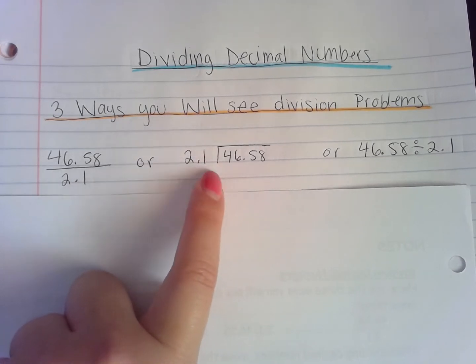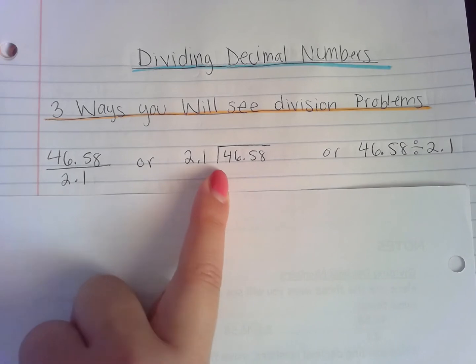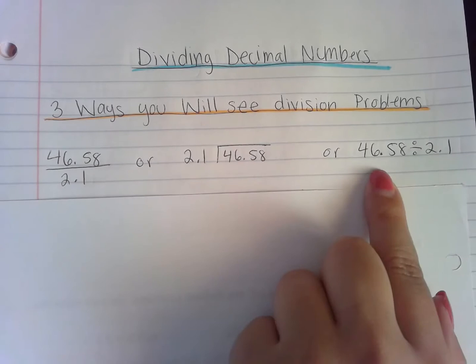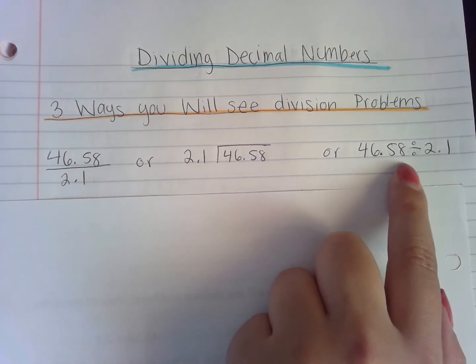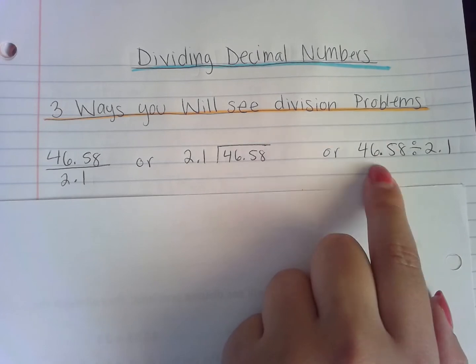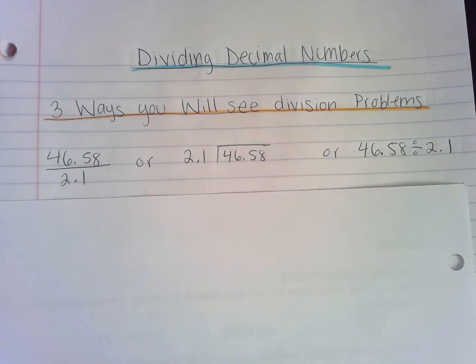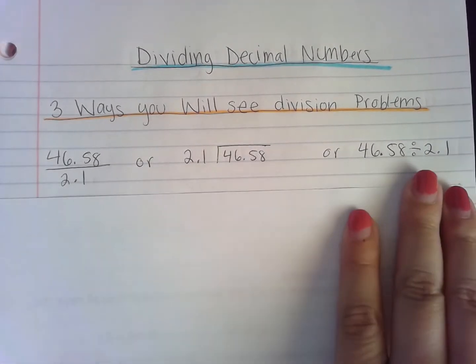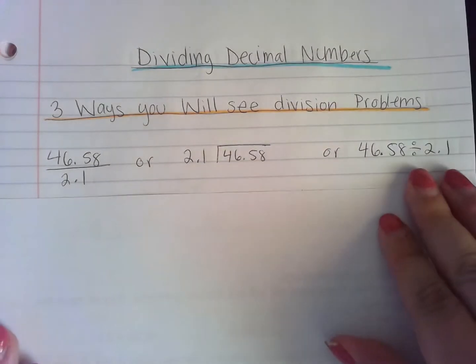And this is the traditional way that you guys saw it in 5th grade. You've also seen it written horizontally like this, 46.58 divided by 2.1. Remember that we have our greatest number outside, which is when we have an integer, a whole number given to us, dividing it back. And so these are 3 ways you usually see division problems.